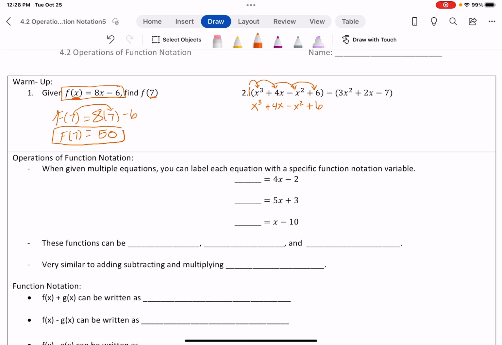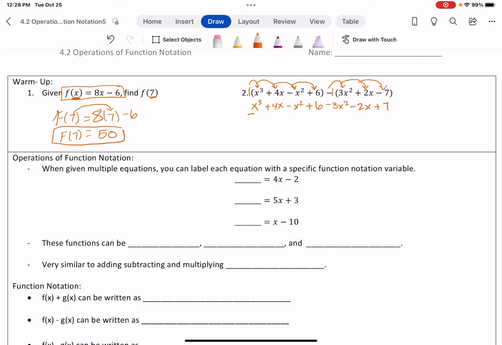And then we have a negative 1 in front of the second parenthesis, so negative 1 times 3x squared is negative 3x squared. Negative 1 times positive 2x is negative 2x. And negative 1 times negative 7 gives me a positive 7, because a negative times a negative is a positive. Now, we look at our list and we start combining like terms.